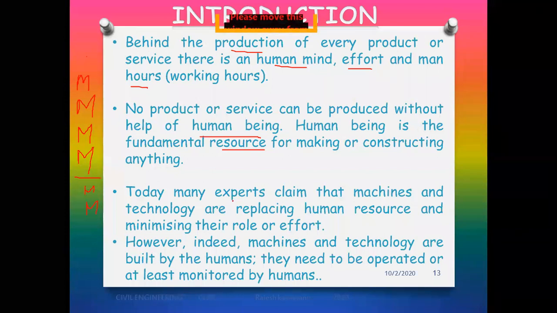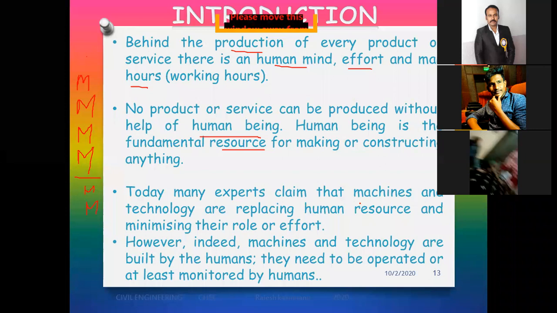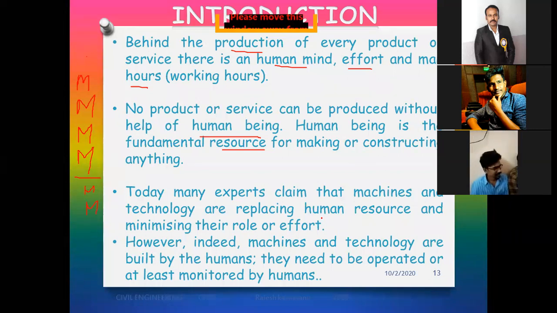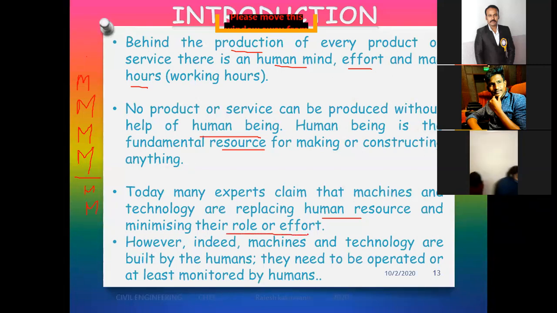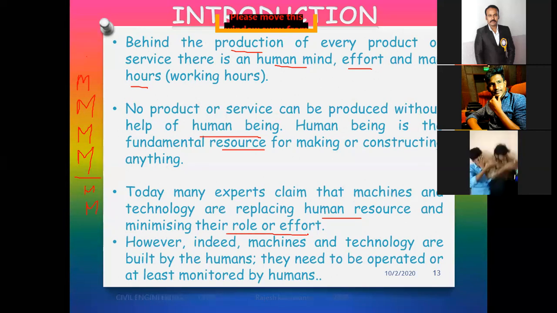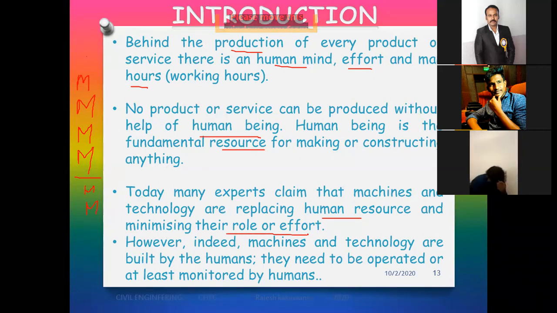Today many experts claim that machines and technology are replacing human resource and minimizing their role or effort. So today, what are the experts saying? Because of industry 4.0 and 5.0.